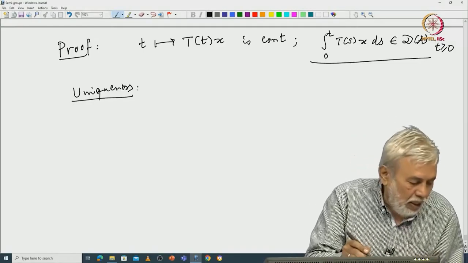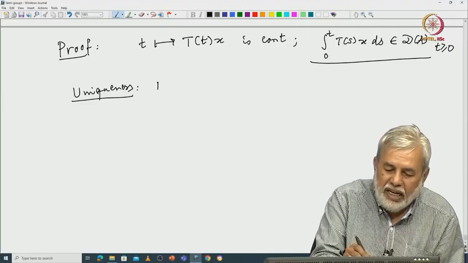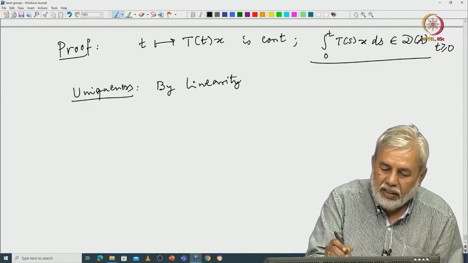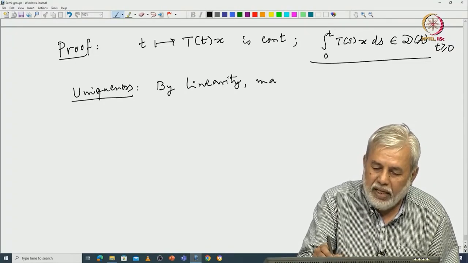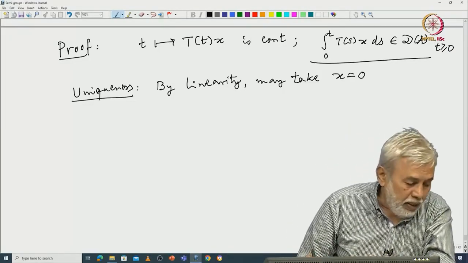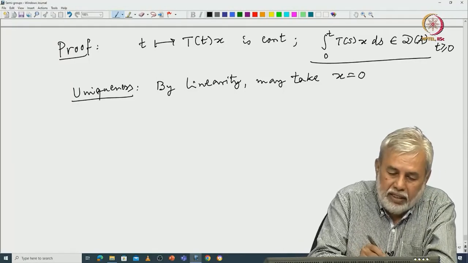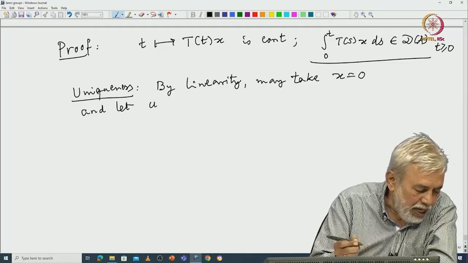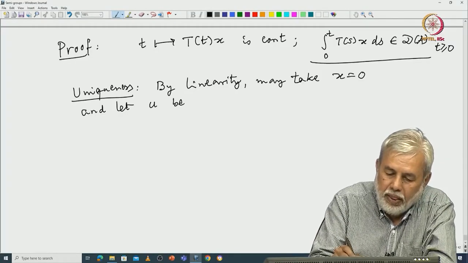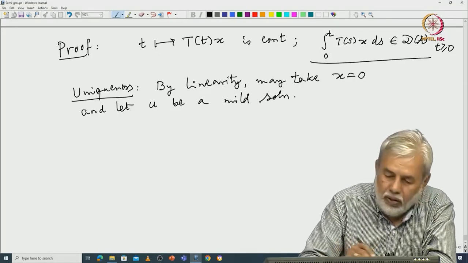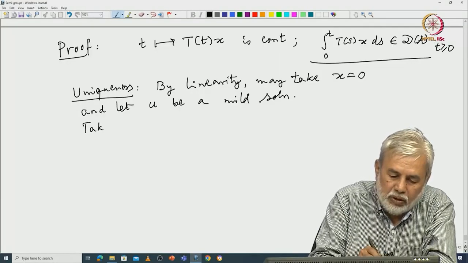Okay. So by linearity, we may take x equal to 0. You just subtract. By linearity, we may take x equal to 0, and then we show that any mild solution is 0. So, let u be a mild solution. Take t positive.